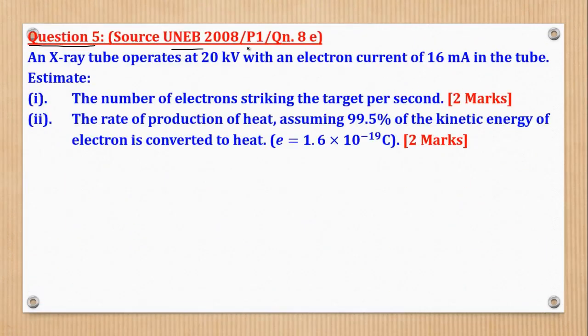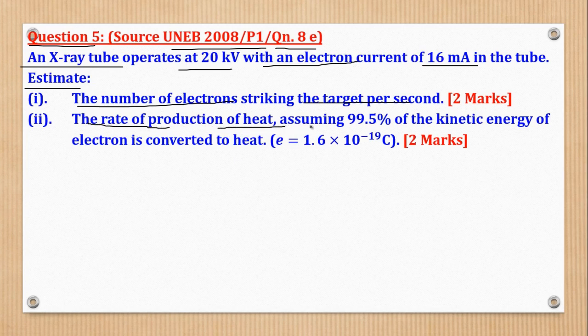Then question 5 came from UNEB 2008 paper 1 question 8e, and says, an X-ray tube operates at 20 kilovolt with an electron current of 16 milliamp in the tube. Estimate (i) the number of electrons striking the target per second, and (ii) the rate of production of heat, assuming 99.5% of the kinetic energy of the electron is converted to heat.